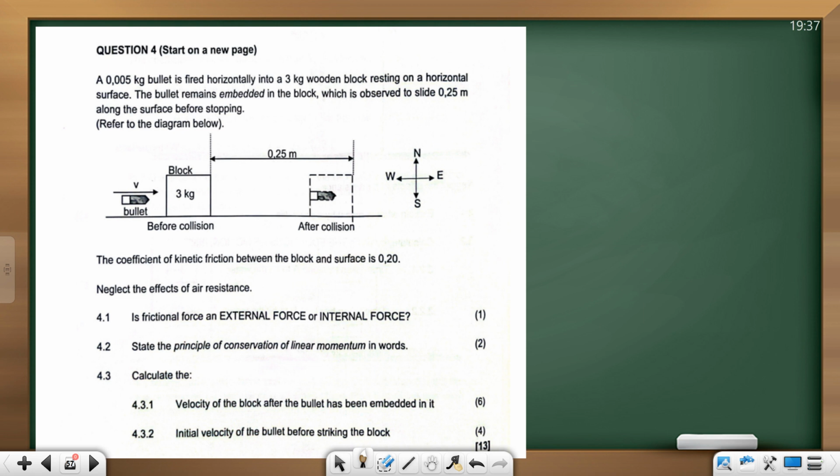We're looking for what? The velocity of the block after. So it's basically a combination. So can I then say M1 VI1 plus M2 VI2 equals M1 plus M2 times the final velocity? Do you agree with me? Because it's now together as a unit. What is the mass of the bullet? 0,005. What is the initial velocity?